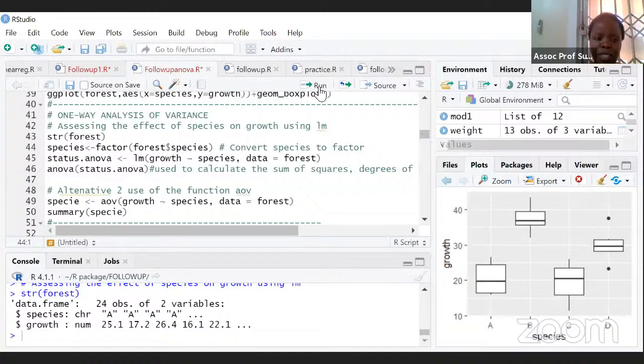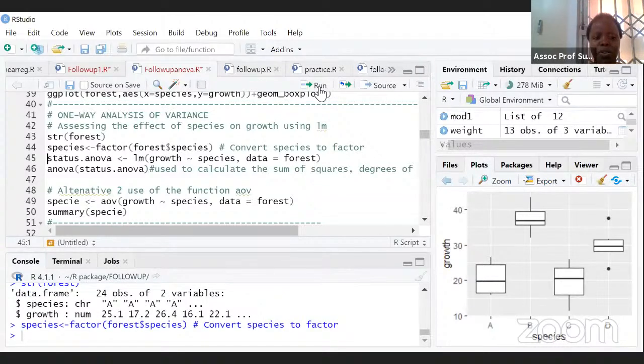So I use factor on species, calling the species name. So it is being converted, and in the next line I'm calling my object status.anova. It is not a function. It's just an object that I chose to use. You can call it your name. You can call it Helen or Susan or Tom or Richard, or you can call it Yusuf, etc. Whatever you want to call it doesn't make a difference, just an object name. So I've called it status.anova.